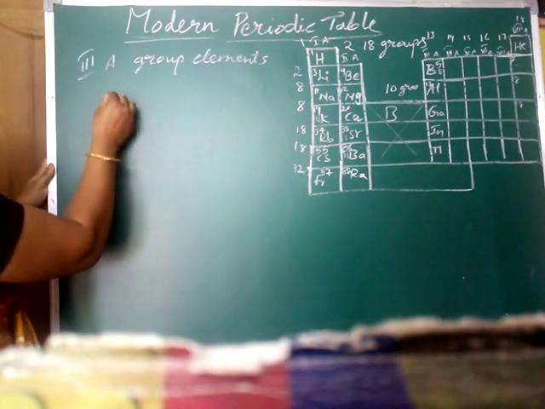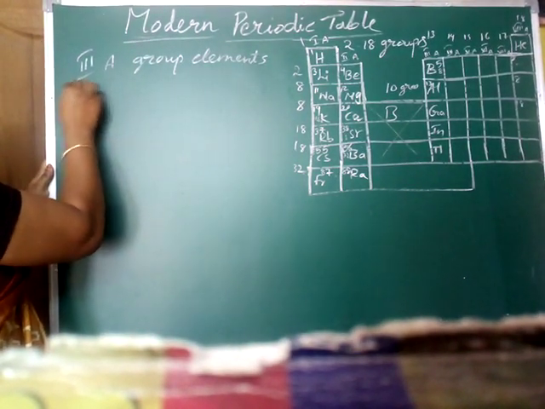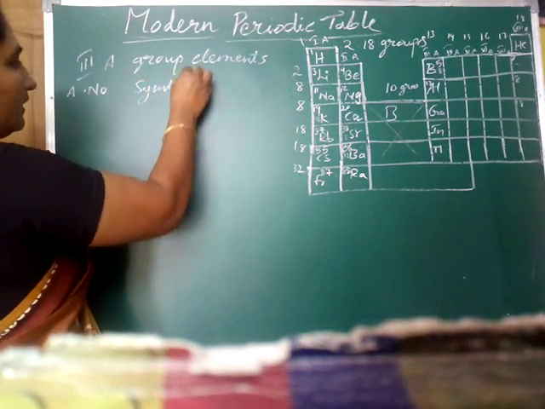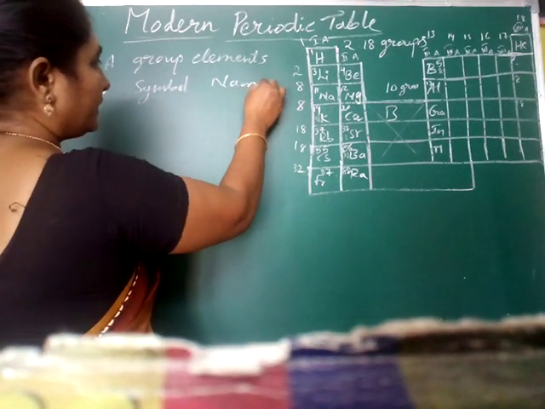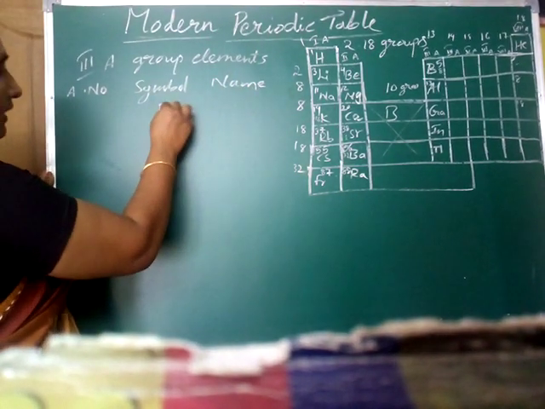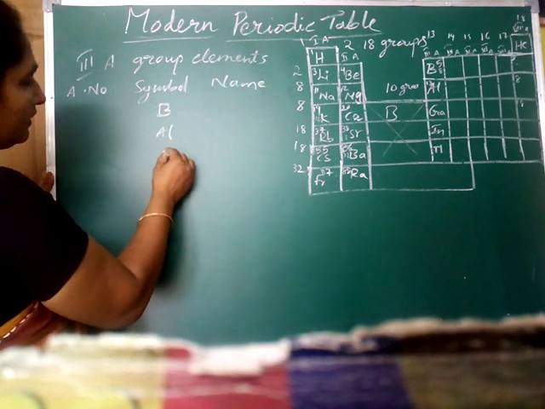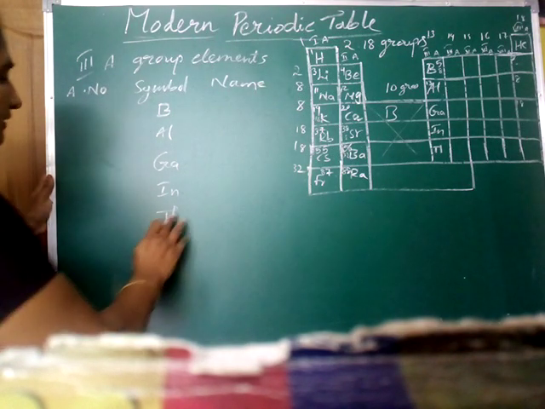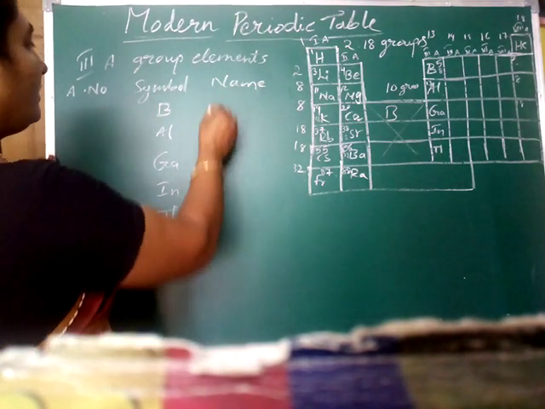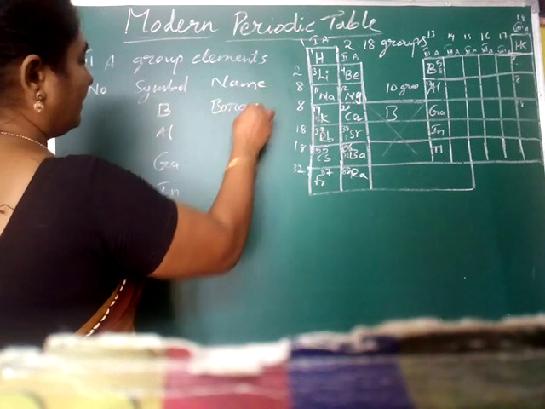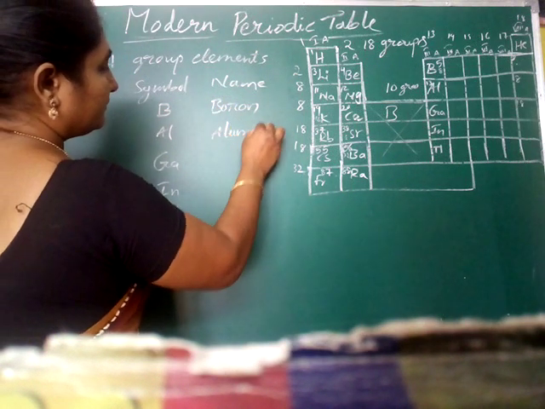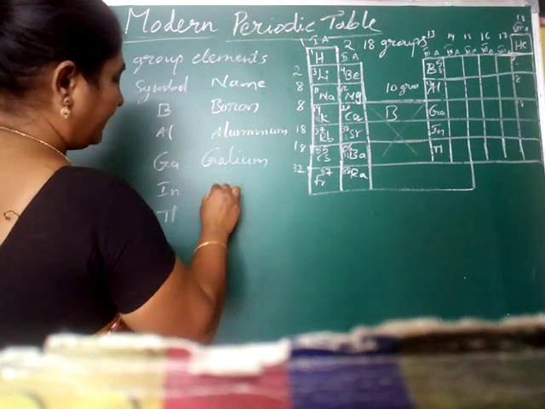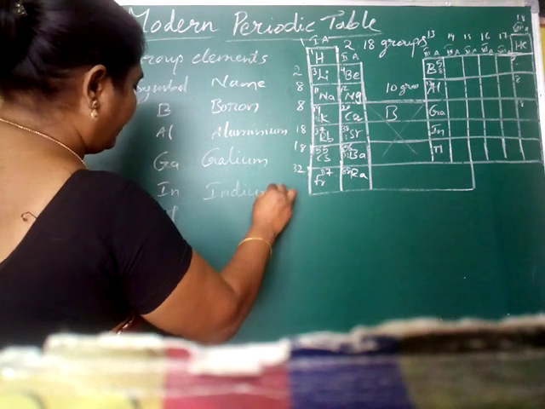I am writing here, see. Atomic number and symbol and name. Okay, first write here: boron, aluminium, gallium, indium, thallium are the elements in third A group. Boron, aluminium, gallium, indium, and thallium.